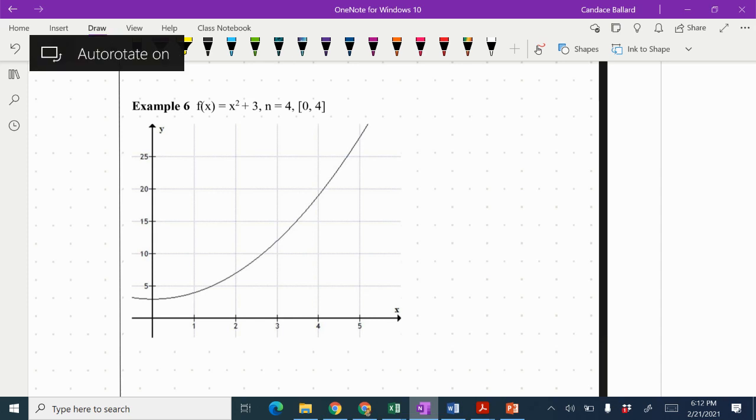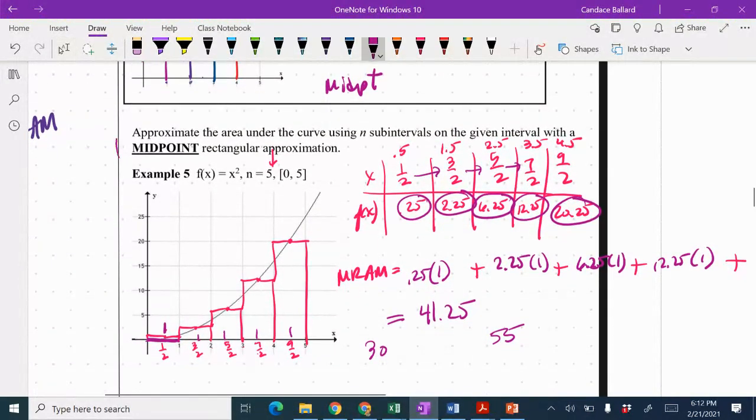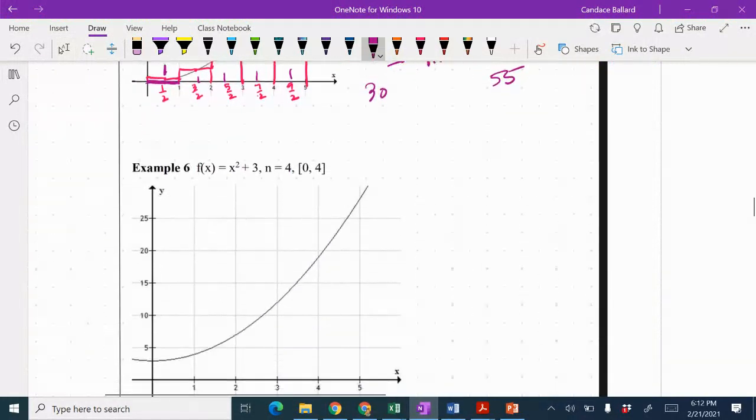In this video, we're going to continue topic 6.1 and 6.2, and we're going to look at example 6. We're still doing MRAM because that's the section that we're in, so it still says that we are doing midpoint. So I'm going to start by drawing it.